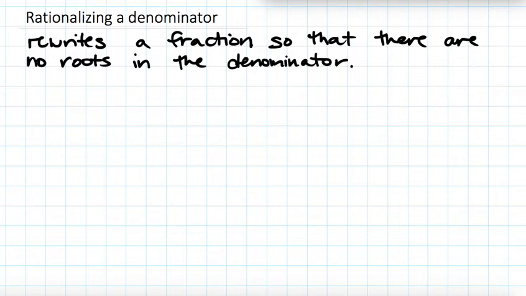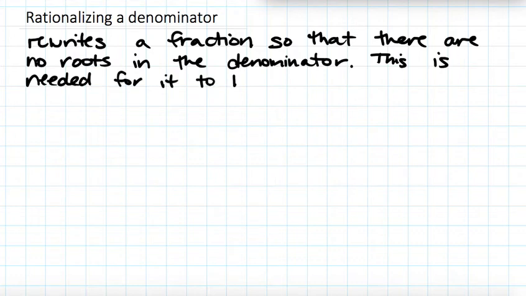And it's one of those old school things in math that was a lot more important in the days before calculators. Now that we have calculators, it's not really serving any type of purpose. But like I said, MyMathLab is going to require that you do this when you enter your answers for some problems that we're going to see later. So that's why we're covering this now. So when you see in a problem that they want it to be completely simplified, this is one of those things that they're going to require. So this is needed for it to be completely simplified.